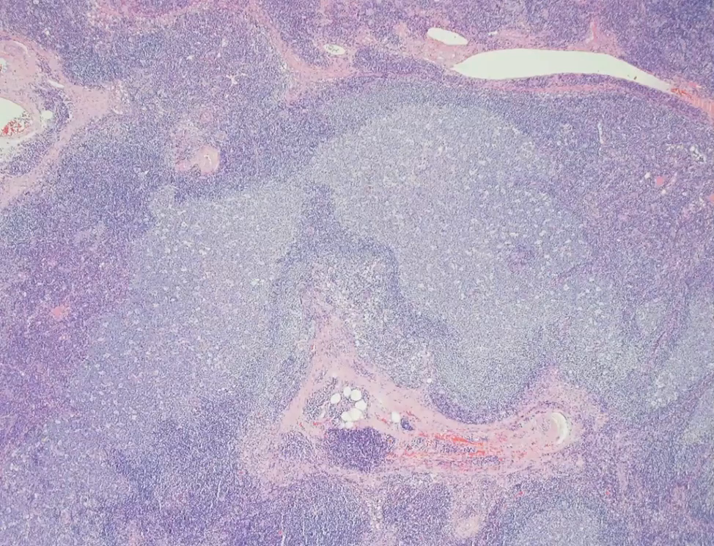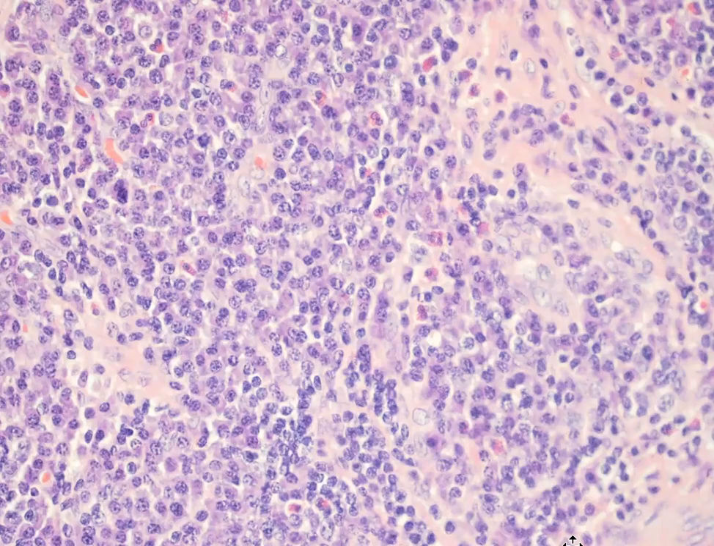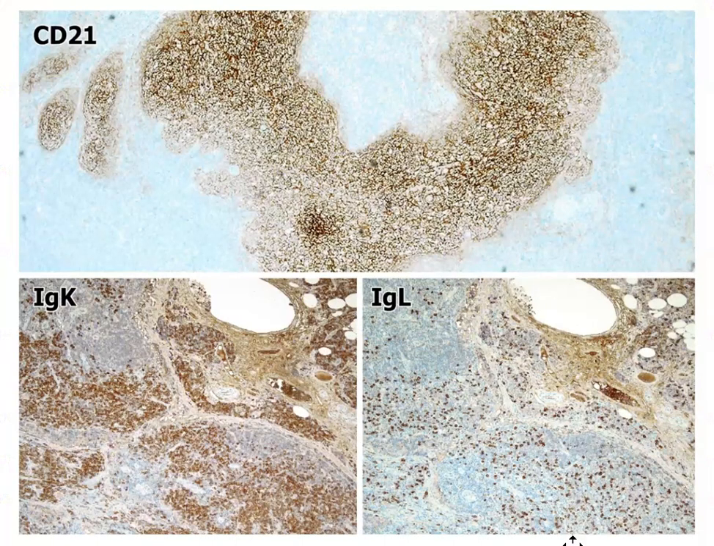At low magnification, notice the large follicles with the hyperplastic and bizarre-looking germinal centers. The enlarged germinal centers feature scattered macrophages, giving a starry sky appearance. The interfollicular region shows an increase in the number of plasma cells, and CD21 staining highlights the enlarged and distorted follicular dendritic cell meshworks.